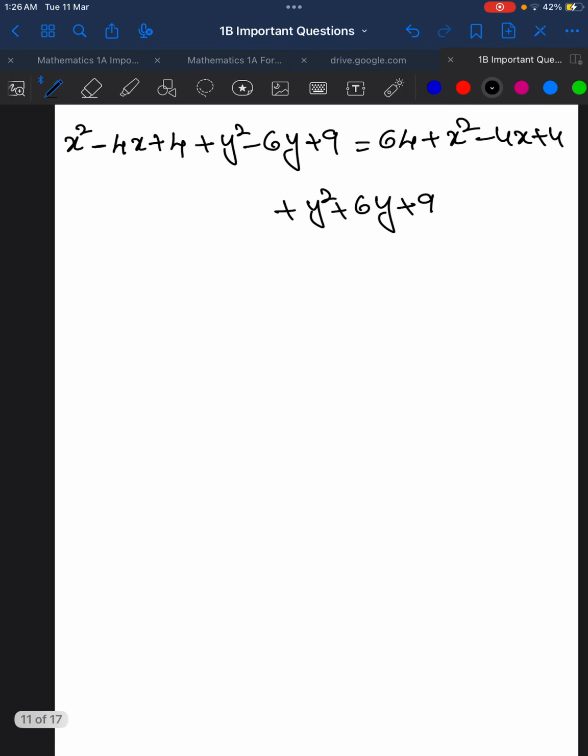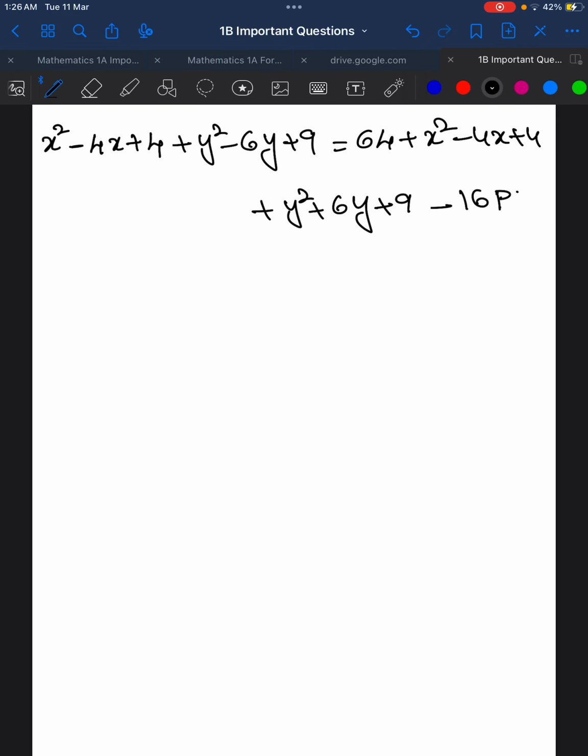Okay, now we got minus 16 PB here. Now what can I cancel? Clearly I can cancel x square and x square. I can cancel y square and y square. Now plus 9 and minus 9 also I can cancel. This is plus 9. This is also plus 9. If you take it to the left side, it will become minus 9. Similarly, plus 4, if you take it to the left side, it will become minus 4. So both will get cancelled.